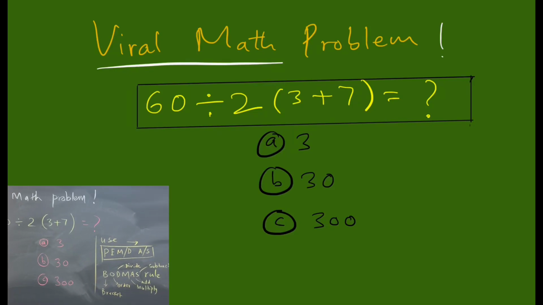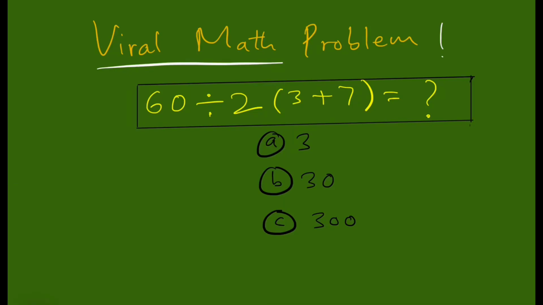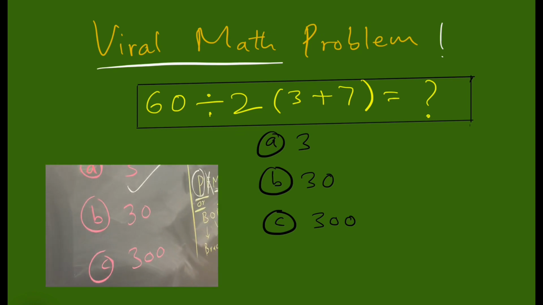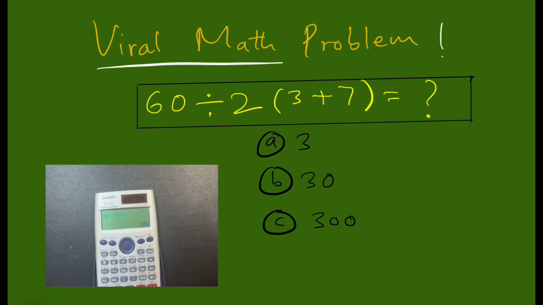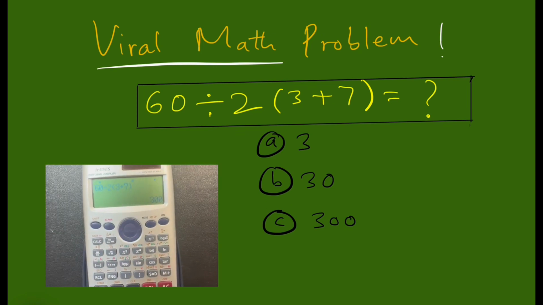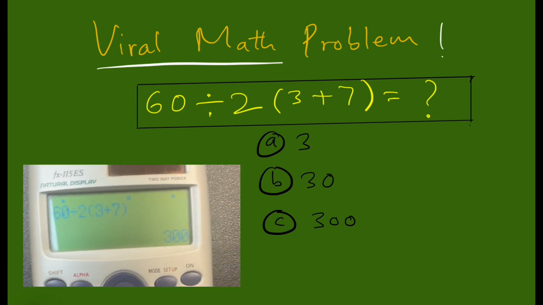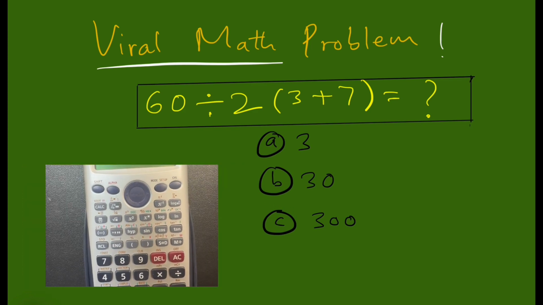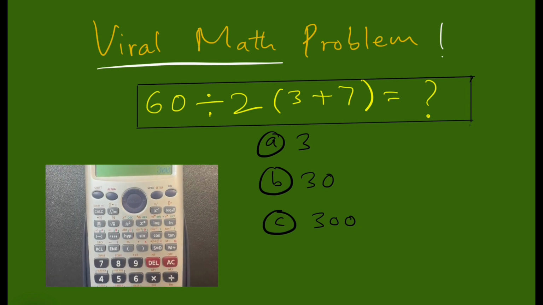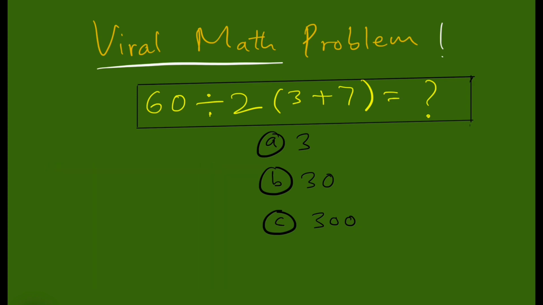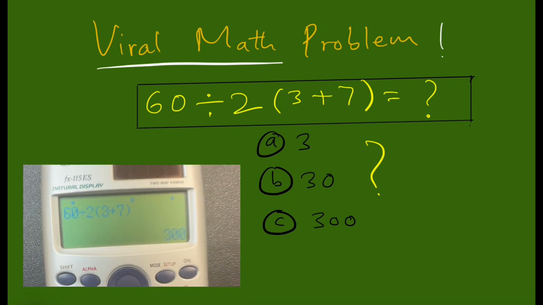I know, you've seen this viral math problem somewhere. But in this video, I want to discuss quickly why it's crucial to understand the mathematical operations before relying on a calculator blindly. As we all know, this simple expression, 60 divided by 2 times 3 plus 7, when we use the calculator, we get 300.